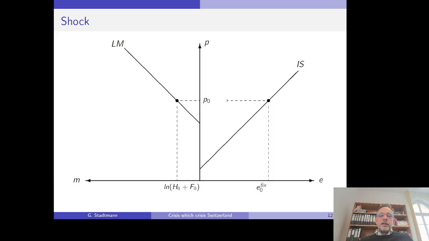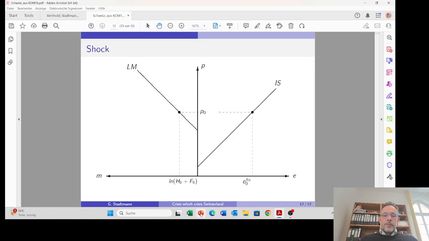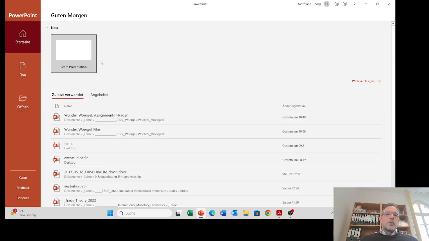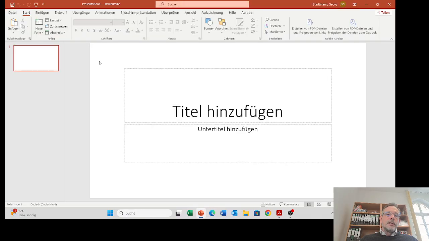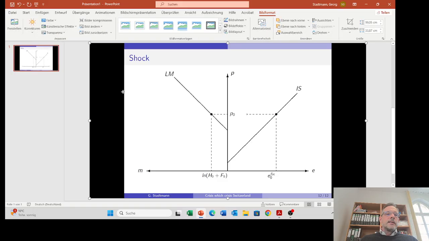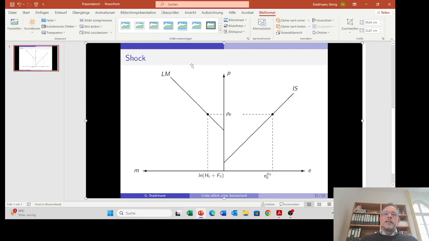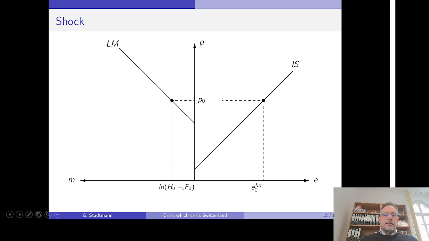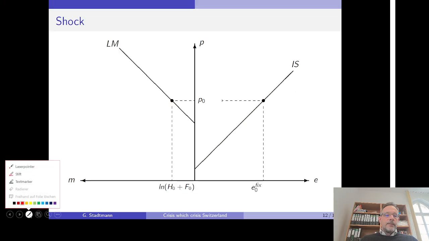So R star decreases. In order to analyze this kind of shock, I would like to make one copy here, and I'll switch to PowerPoint. So give me 1 second so that we can analyze this shock in PowerPoint. So this is our situation here.